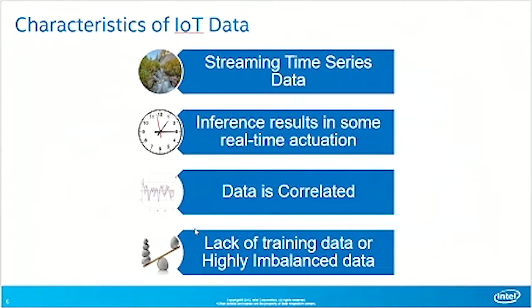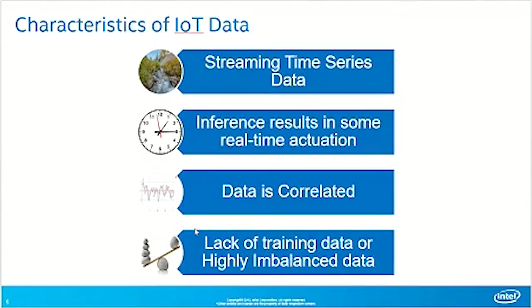Now, contrast that with non-time series data, which is people buying some items on the web. That is not really time series data, although there is a time component to it. It is more of event data, and the events are more of things like purchasing some item. The time series data is very critical in the sense that it is generated at fixed time intervals, and also the inference of the results from this time series data results in some real-time actuation.